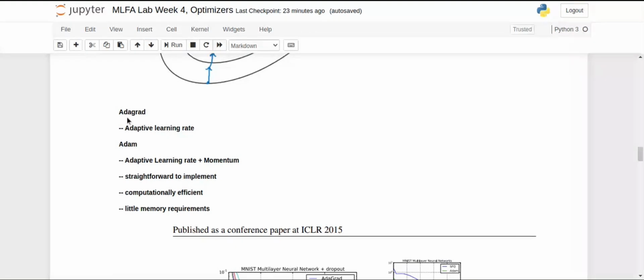And now the point is, adam is the most widely used optimizer nowadays, and there are several reasons for that. One is adaptive learning rate, and momentum is used, and then it is very straightforward to implement, and it is computationally efficient and needs little memory.